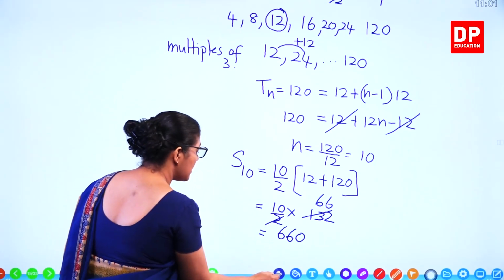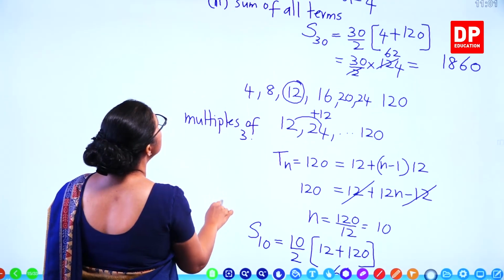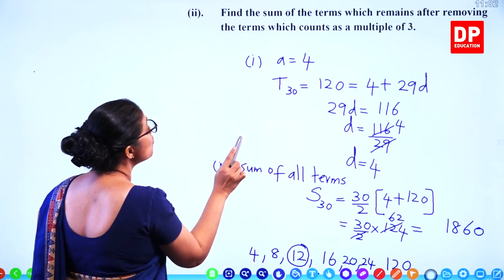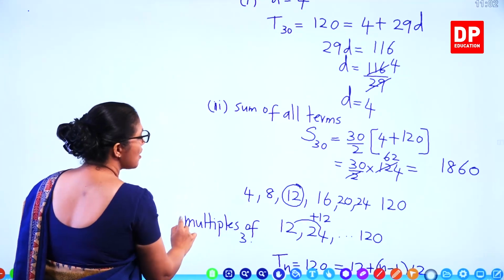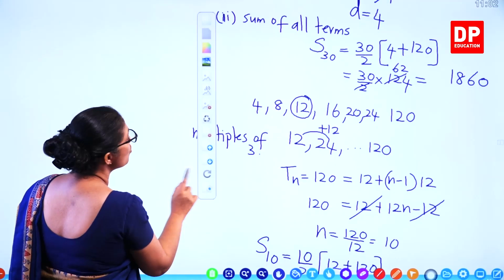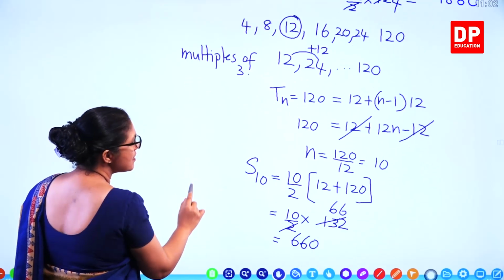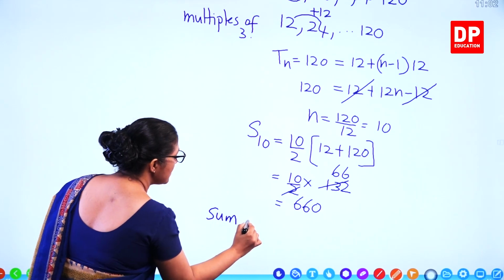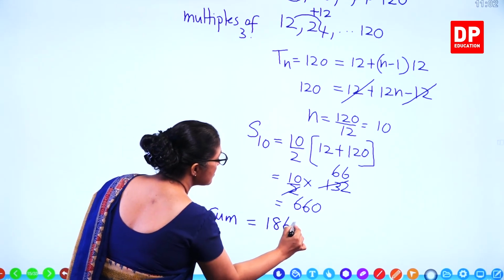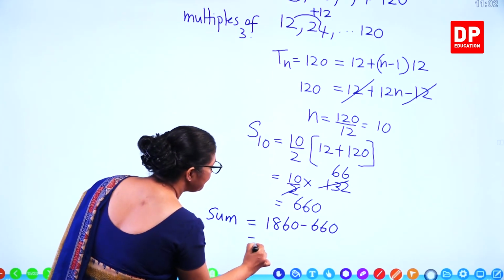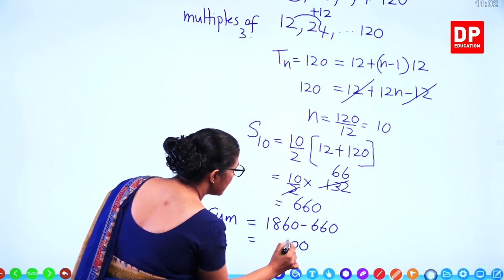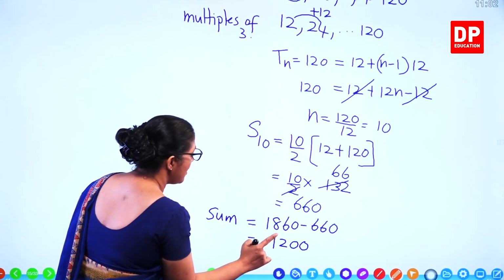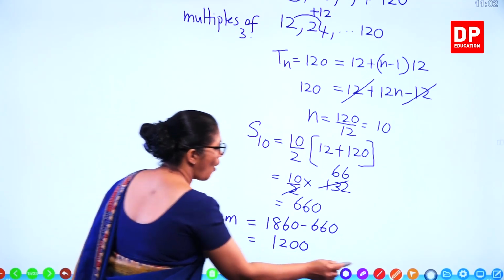So what is the sum of the other numbers? It says find the sum of the terms which remain. So for the sum of the other terms, you have to subtract these two. So 1860 minus 660. You get 1200 as the sum.